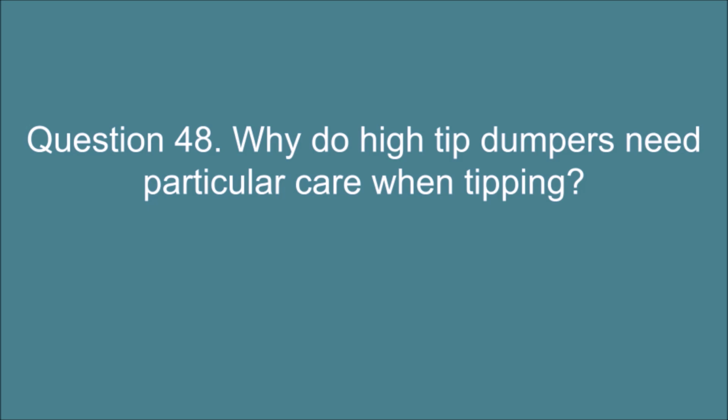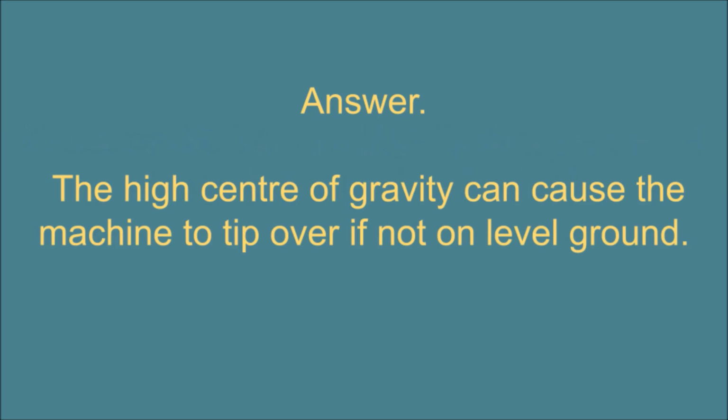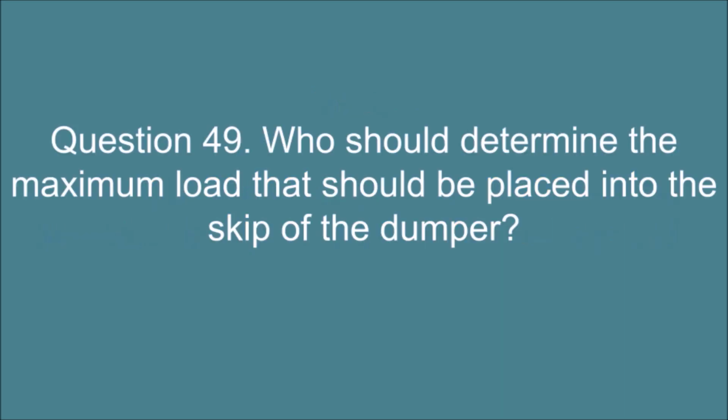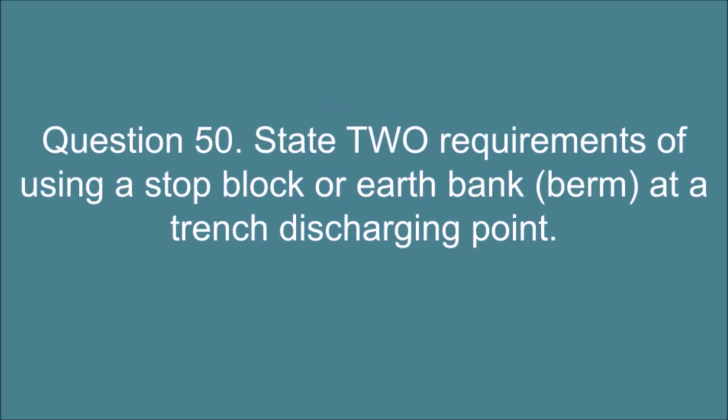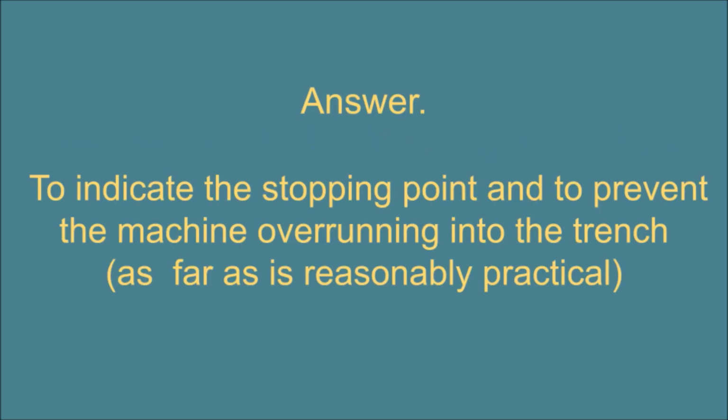Question 48. Why do high tip dumpers need particular care when tipping? Answer: the high center of gravity can cause the machine to tip over if not on level ground. Question 49. Who should determine the maximum load that should be placed into the skip of the dumper? Answer: the dumper operator. Question 50. State 2 requirements of using a stop block or earth bank, berm, at a trench discharging point. Answer: to indicate the stopping point and to prevent the machine overrunning into the trench, as far as is reasonably practical.